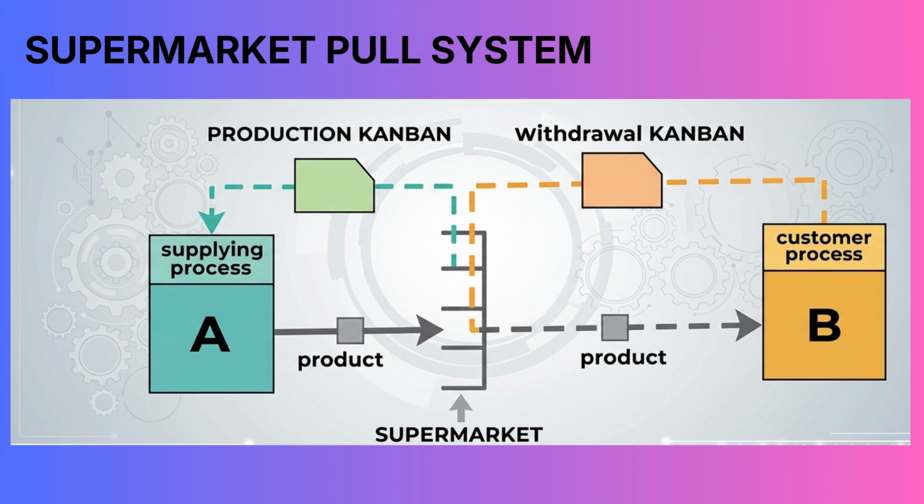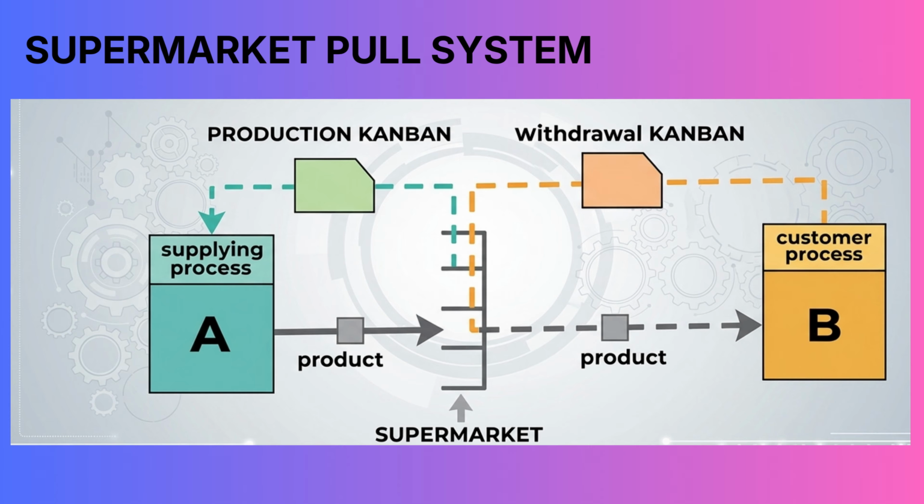Now look at the diagram shown here. You can see two processes, process A and process B. Between them, there is a supermarket. Process B takes material from the supermarket based on its requirement. Once material is withdrawn, a signal is sent upstream to process A to replenish it. This signal is usually called a Kanban signal.